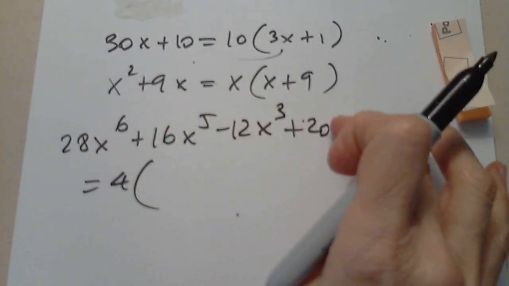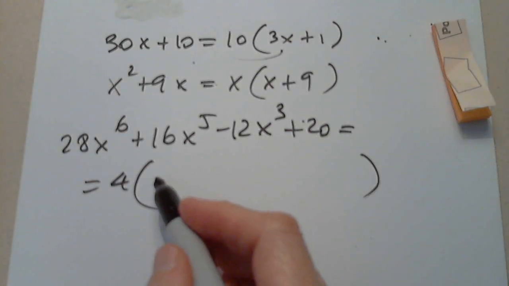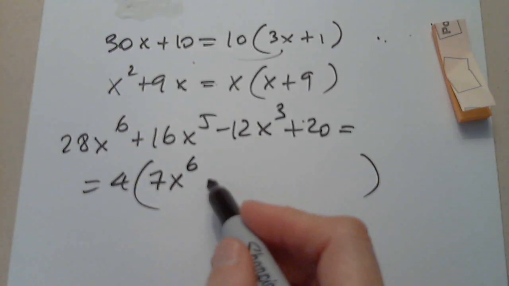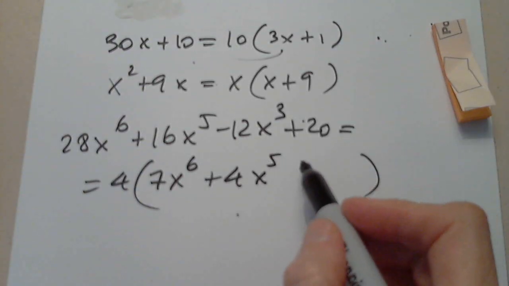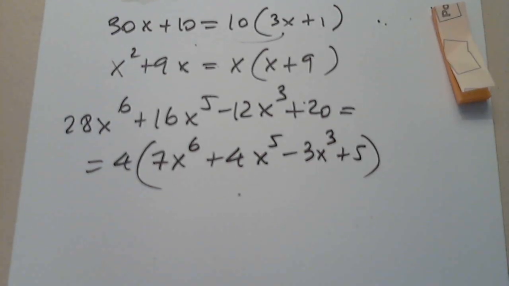And remember, we have 4 terms. We have to end up with 4 terms in parentheses. So 7x to the 6th plus 4x to the 5th minus 3x cubed plus 5. That's all we can do here. Good. The same thing.